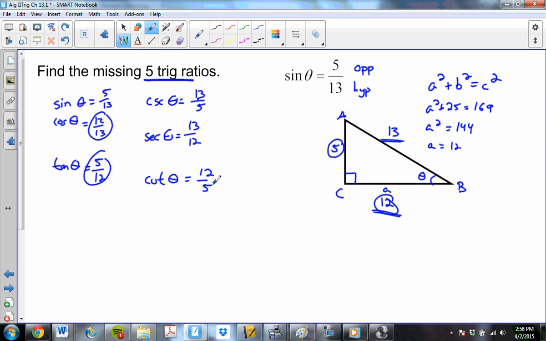So out of all 6 trig functions, once I find one of them, knowing only that sine of theta was 5/13, I can find the other 5 pretty quickly. Just draw a triangle, use a little Pythag, find what you know, fill in everything else.